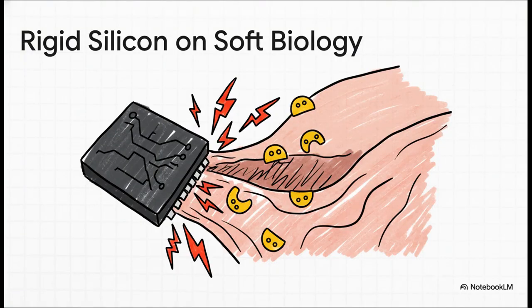Here it is, the core of the problem. Our most advanced electronics are built from hard, rigid silicon. Our bodies are soft, flexible, and very much alive. When you try to stick the two together, you get this massive mechanical mismatch. And that can lead to everything from simple discomfort to actual tissue damage, inflammation, and even the body's own immune system attacking the sensor like it's a foreign invader.